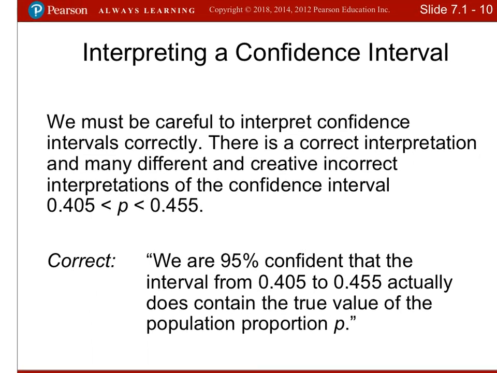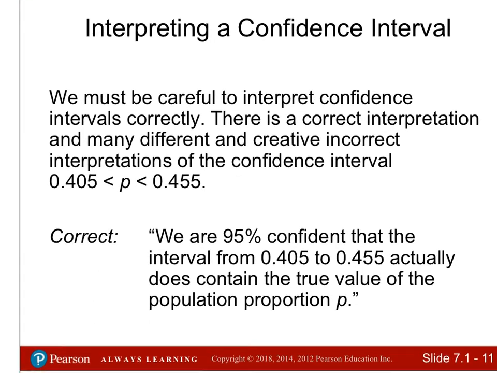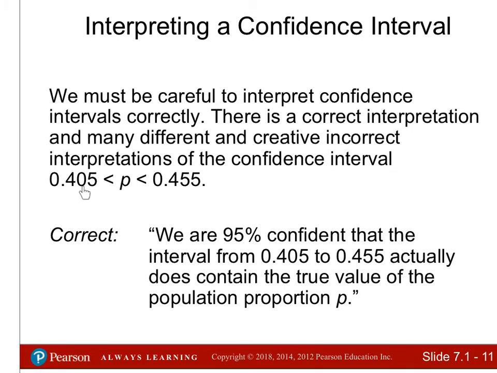Okay, so there are some ways to interpret this. Let's just look. Here's a confidence interval right here, 0.40 to 0.45. I'm just going to refer to this as 40% and 45%. And so we're saying P, which is the population proportion, is between 40% and 45%, right? So here is the correct way to interpret a confidence interval. And this was the 95% confidence interval, okay?